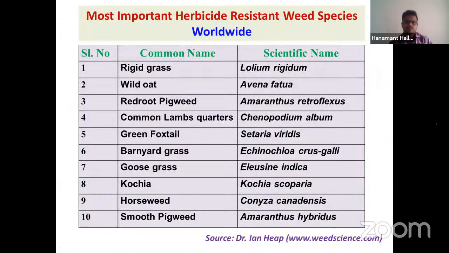Then the most important herbicide resistant weed species. Across the world, some of the weed species got resistant to different herbicides. They are in the order: first one is rigid ryegrass, the scientific name is Lolium rigidum. Then wild oat, redroot pigweed, common lambsquarters, green foxtail, barnyard grass, goosegrass, kochia, horseweed, and smooth pigweed. So these are the most important herbicide resistant weeds.